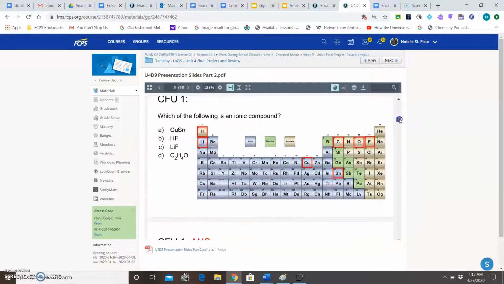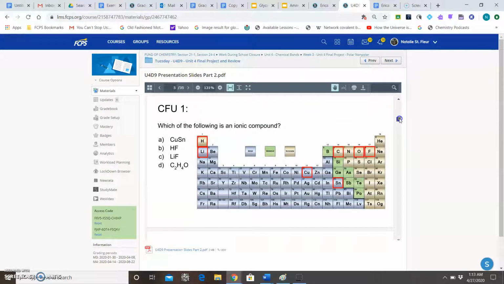Okay, and here's our first check for understanding. Which of the following is an ionic compound? And remember, to figure out if it's an ionic compound, it should have a metal and a non-metal.